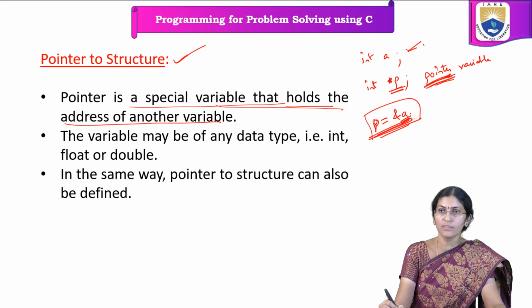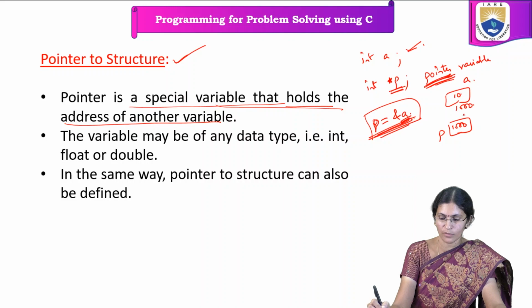So p is a pointer variable, and p is pointing to the integer a here. a is a normal variable, and p contains its address. Suppose the address of a is 1000; this location will contain some value, so the value in a is equal to 10.